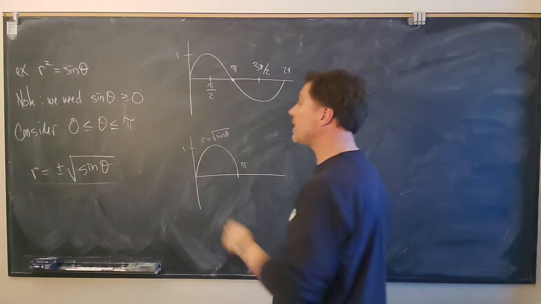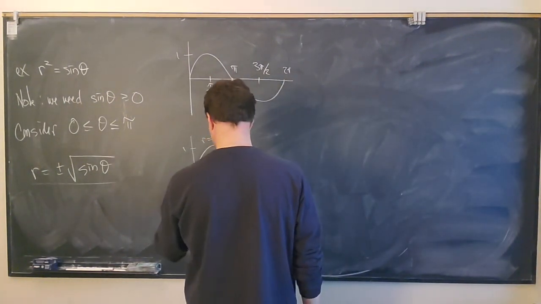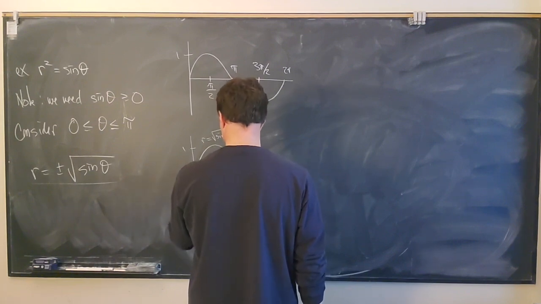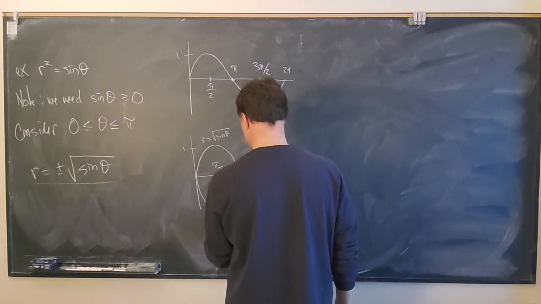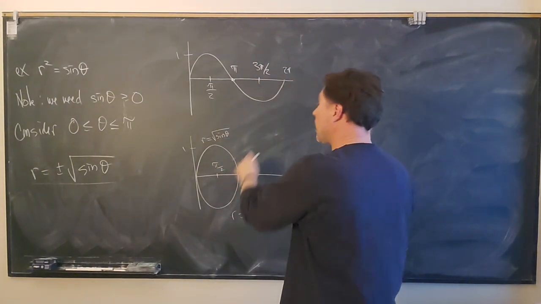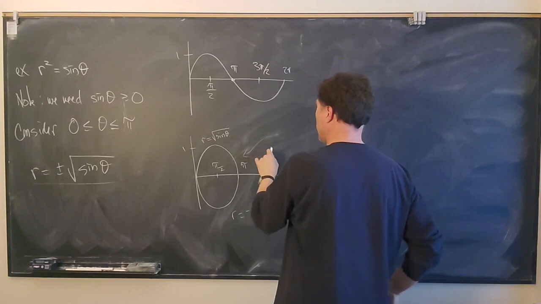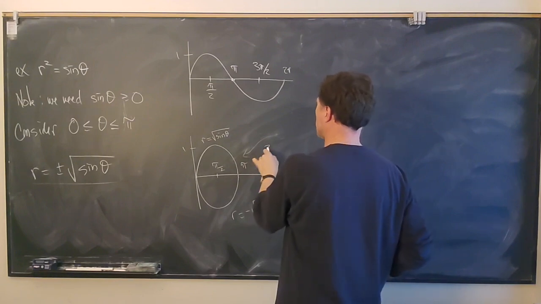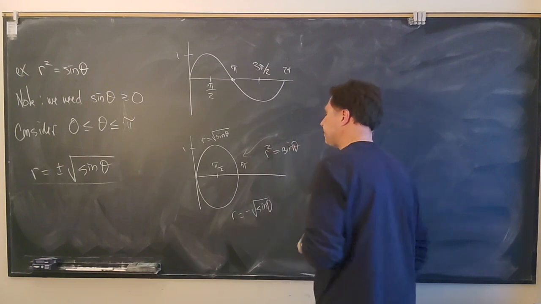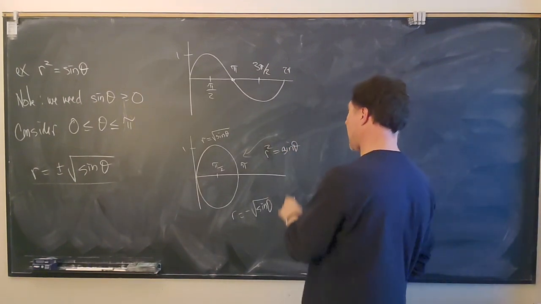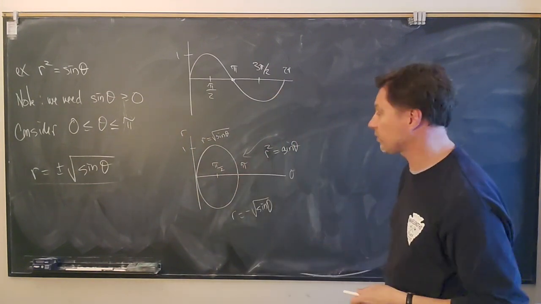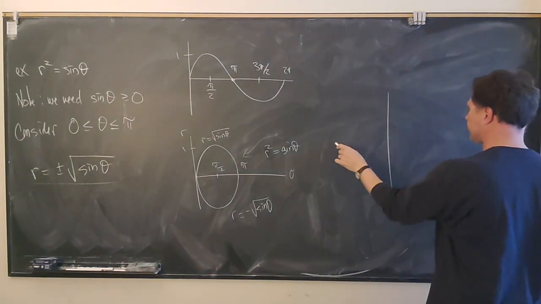Of course, there's also the negative version, and that'll be right down there. Right, so here is r equals minus square root sine theta. So together, this is the curve corresponding to r squared equals sine theta. Now remember, this is happening in the theta r plane. Now we want to translate this information to the xy plane.